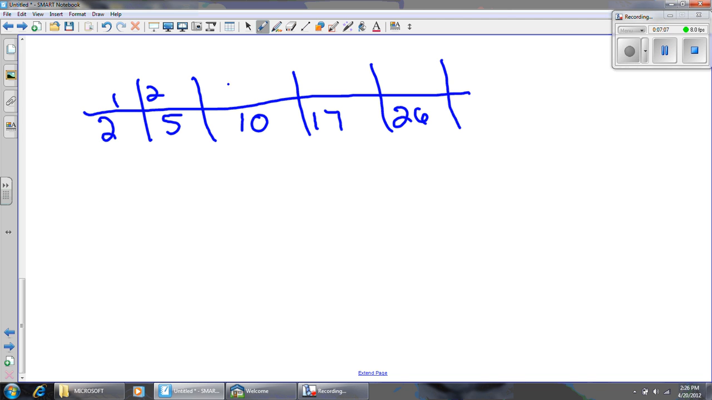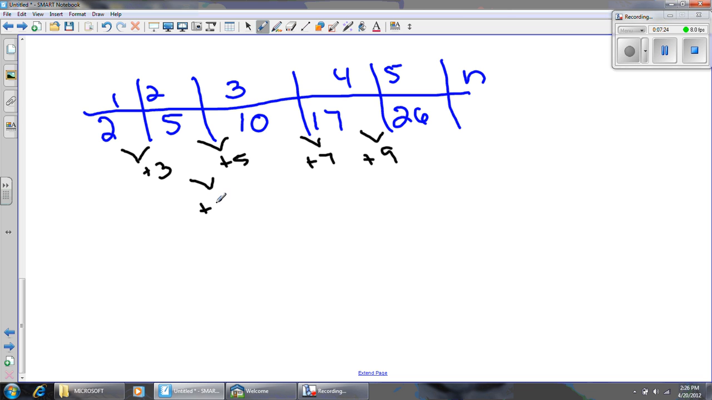1, 2, 3, 4, 5, and n. And then you look and see, hey, this is plus 3, and this is plus 5, and this is plus 7, and this is plus 9. Oh, it's not the same amount every time. But if you go to the second level, plus 2, plus 2, plus 2, it is the same. When you have to go down 2 levels, that means your pattern is some type of n squared.